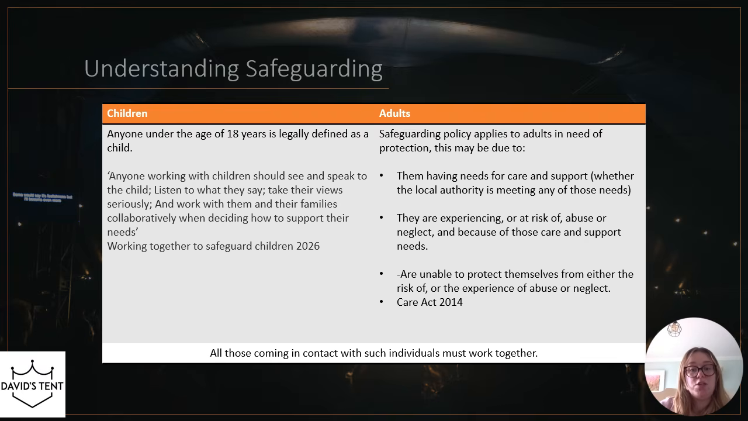Anyone working with children should see and speak to the child, listen to what they say, take their views seriously, and work with them and the families to collaboratively decide how their support needs are moving forward. That's a conversation that us as designated safeguarding leads might have, but we're not going to know to have those conversations if the reporting procedure hasn't been followed.